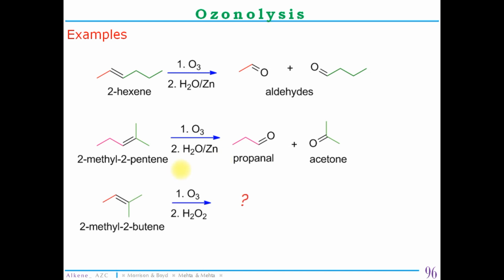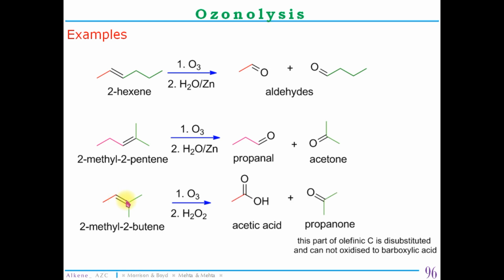Now what will be the product of the third reaction, where 2-methyl-2-butene is reacted with first ozone and the second reagent is hydrogen peroxide? Alkene and ozone give ozonide, and then ozonide upon reaction with peroxide gives carboxylic acid. The first part we get here is acetic acid, but here, because it is disubstituted, we only get propanone.